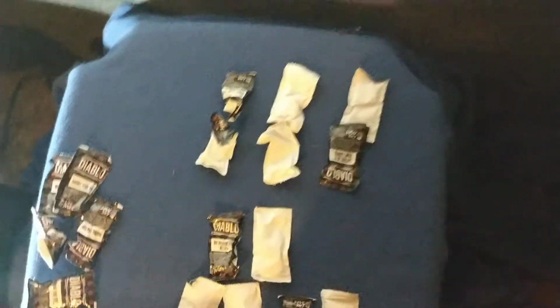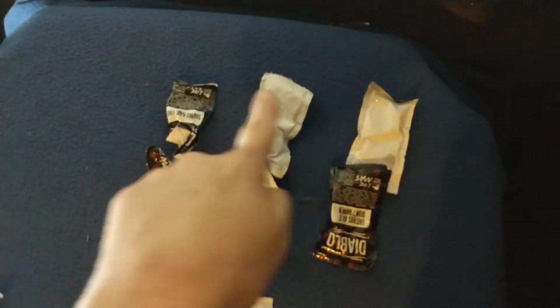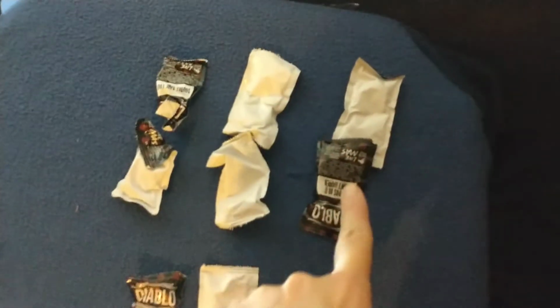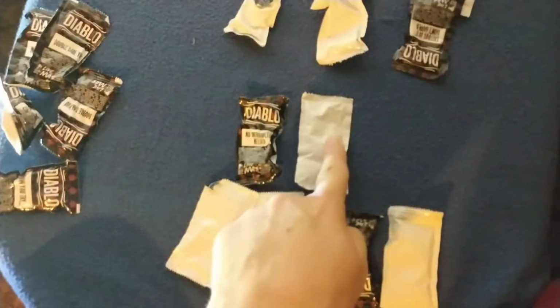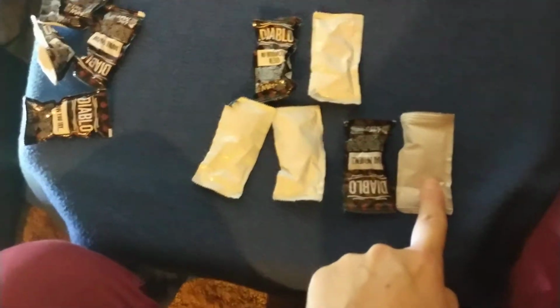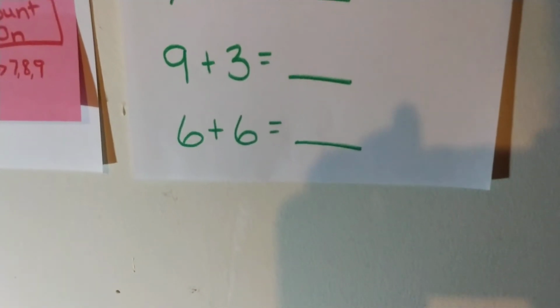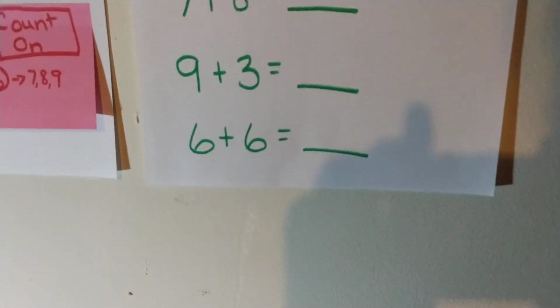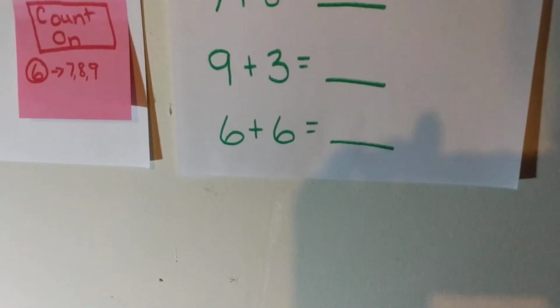All right, so let's touch and count. I'm going to count as I touch. Are you ready? 1, 2, 3, 4, 5, 6, 7, 8, 9, 10, 11, 12. So 6 plus 6 equals 12. All right, so let's review what we learned today, what we practiced today. We've already learned it, but let's practice it again.